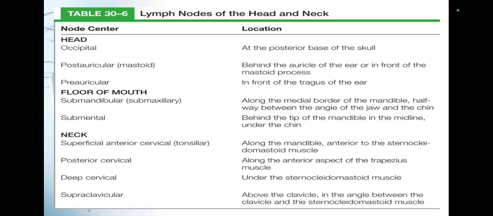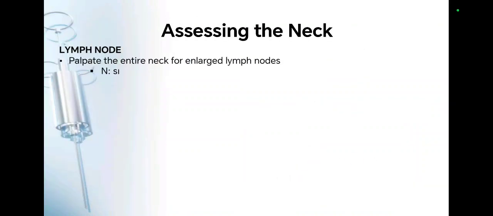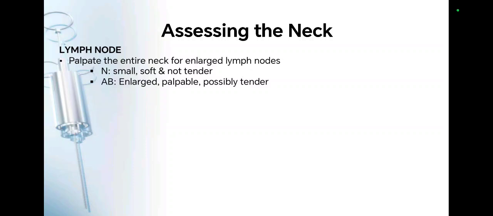For the neck, we have your superficial anterior cervical or tonsillar along the mandible, anterior to the sternocleidomastoid muscle. We have your posterior cervical along the anterior aspect of the trapezius muscle, the deep cervical under the sternocleidomastoid muscle, and supraclavicular above the clavicle in the angle between the clavicle and the sternocleidomastoid muscle. So again, the lymph node should be small, soft, and not tender. If it's enlarged, palpable, and possibly tender, then that's an abnormal sign.